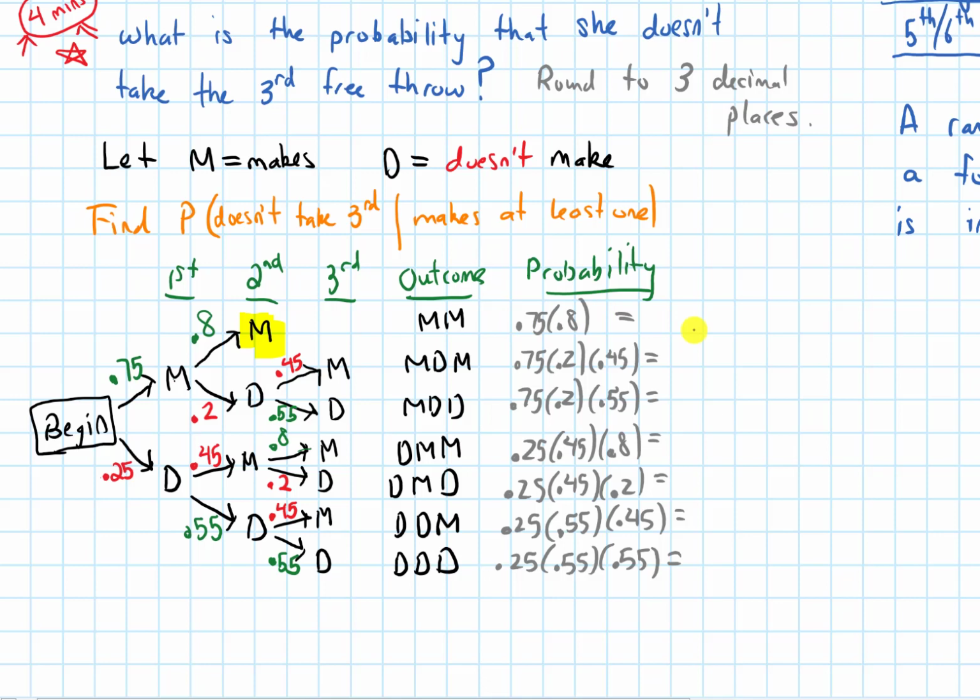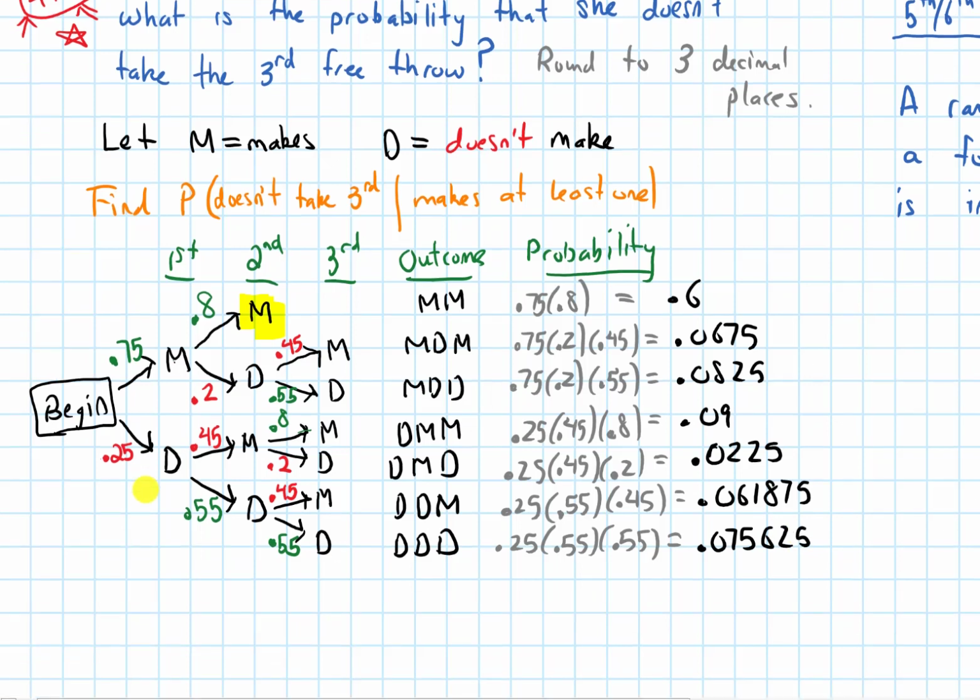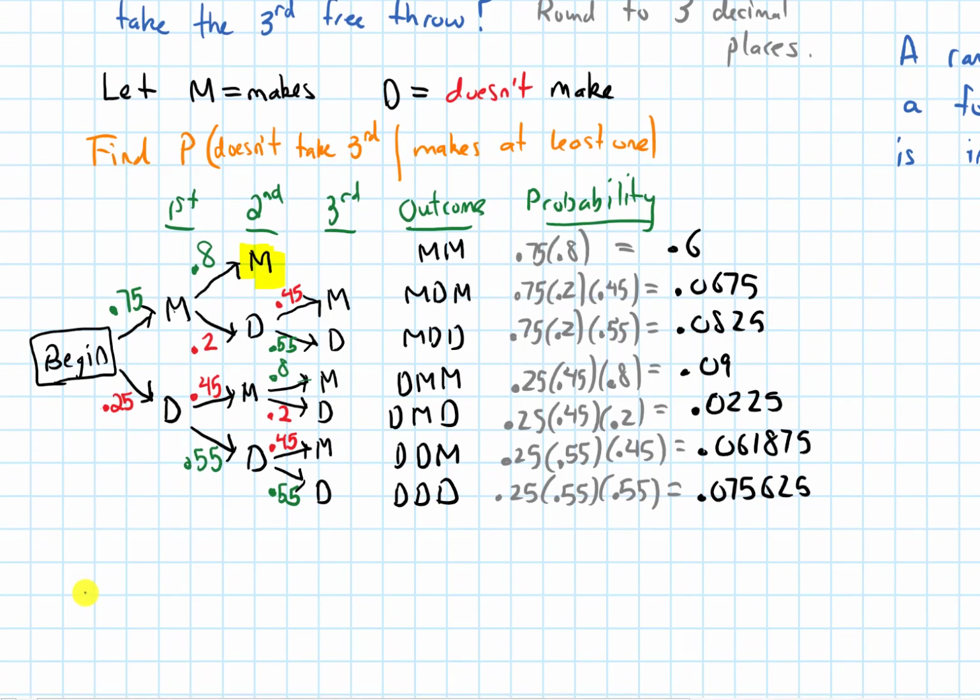So if I multiply these, the first number is 0.6. Then I get 0.0675. The next value is 0.0825, and then it's 0.09, and then it is 0.0225. The last couple have more decimal places. 0.061875 and 0.075625. Alrighty, so let's see if we can write down this conditional probability.